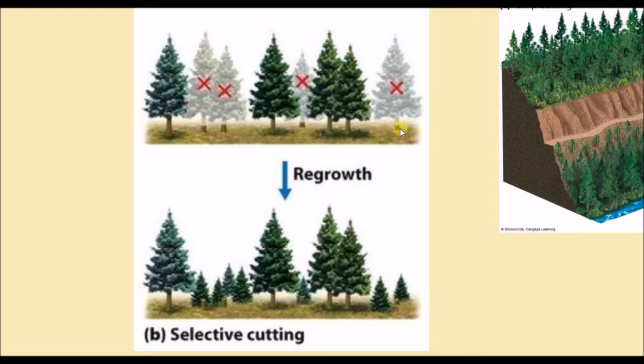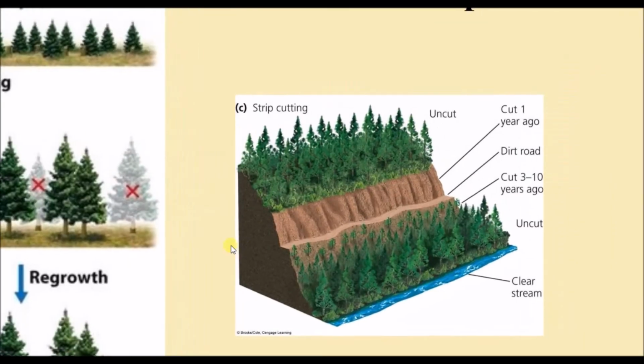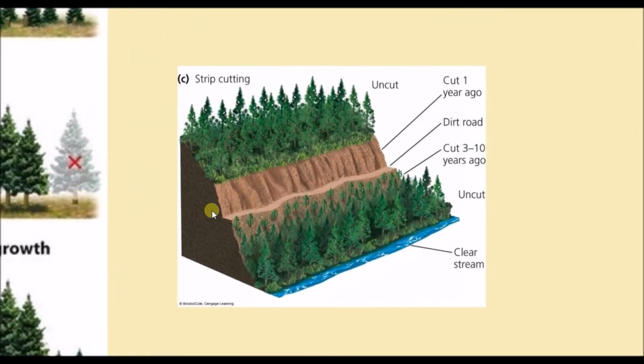And as you can imagine, it is also the most costly way to do logging, because you can't just build roads and take out a section. You've got to literally go in with probably axes and chainsaws and cut down individual trees, as opposed to just clearing the whole area. So the compromise between those two is strip cutting.